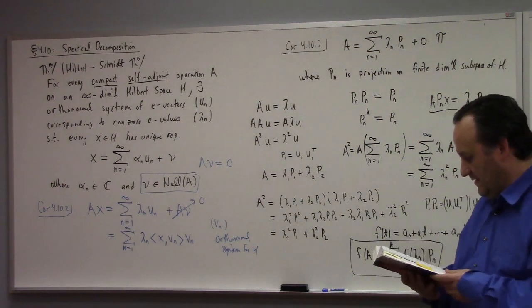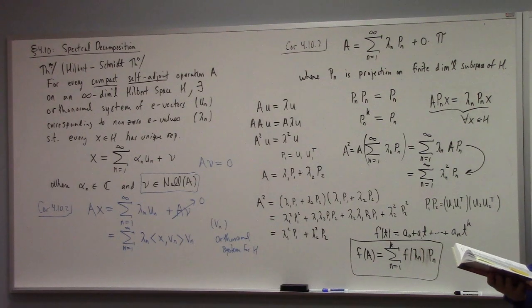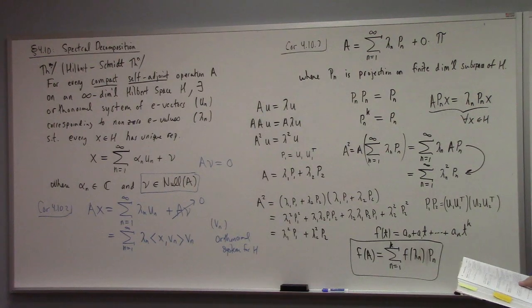Now theorem 4.10.8: for any two commuting compact self-adjoint operators A and B on a Hilbert space H, there exists an orthonormal system of common eigenvectors of A and B. That's going to be important to us when we look at quantum mechanics, right? Now the next section is on unbounded operators.